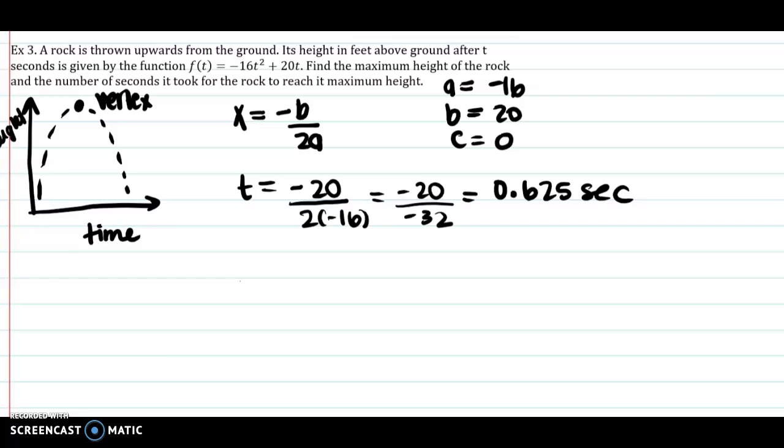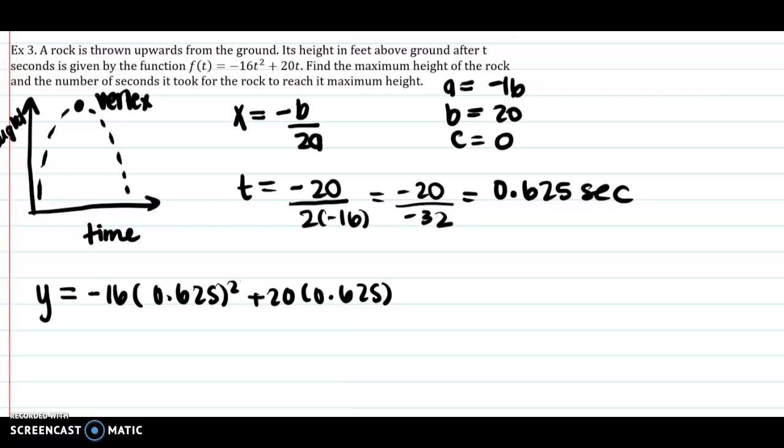So we're going to plug it in. So we have y equals negative 16 times 0.625 squared plus 20 times 0.625. Okay, and so I get 6.25, and that is in feet. So in 0.625 seconds, it goes up 6.25 feet up in the air, and that is the maximum.